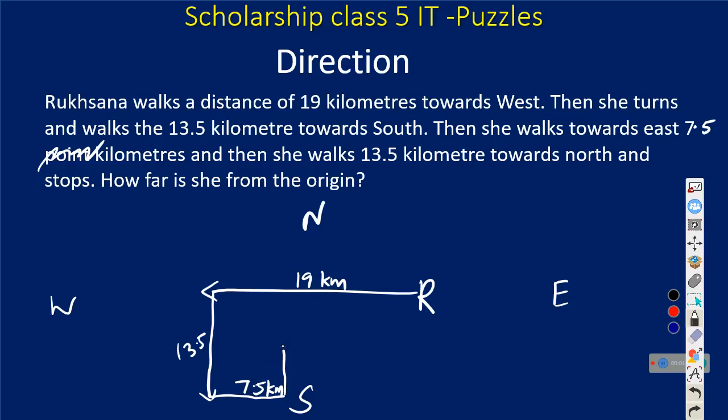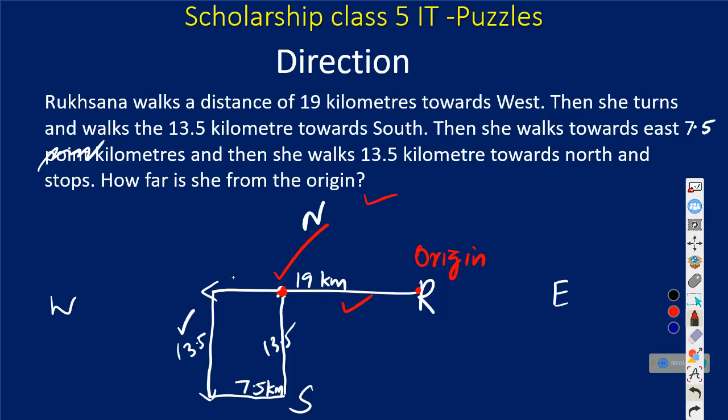From here back to north direction, and it is 13.5. So that means she will be reaching here at this spot. Let me spot her. Now she started from here and she is spotted here now. The question is how far she is from the origin. This is the origin. How far she is from origin means this distance we have to find out.